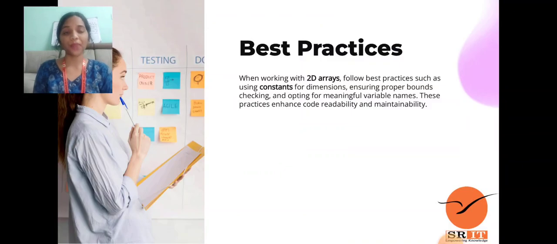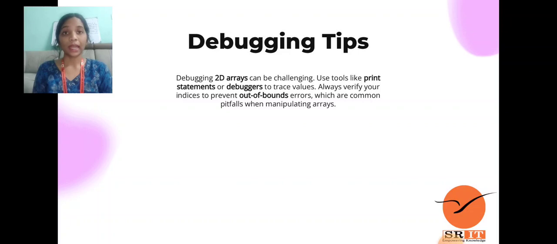Then, best practices. When working with 2D arrays, follow best practices such as using constants for dimensions, ensuring proper bounds checking, and opting for meaningful variable names. These practices enhance code readability and maintainability. Then, debugging tips. Debugging 2D arrays can be challenging. It's kind of difficult and complex. Use tools like print statements or debuggers to trace values. Always verify your indices to prevent out of bounds errors, which are common pitfalls when manipulating arrays.